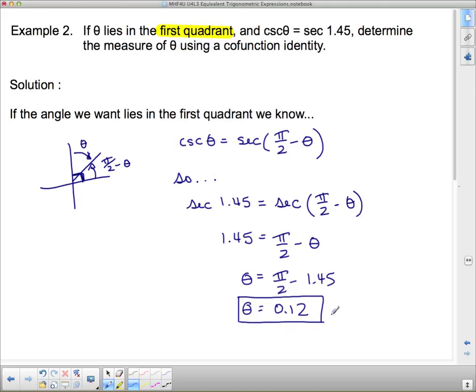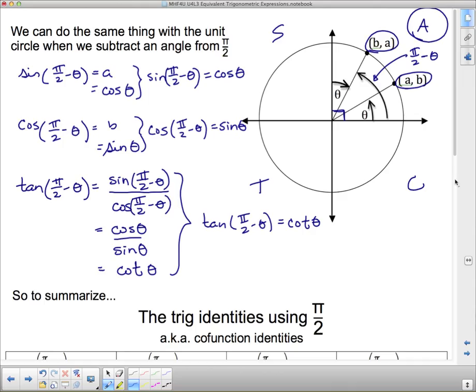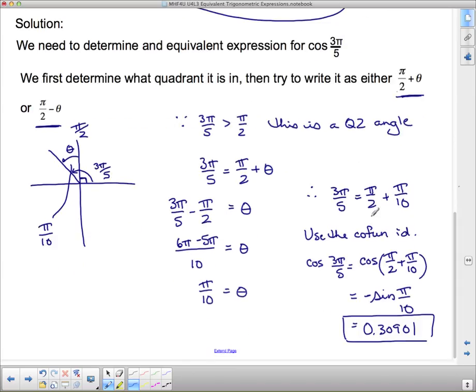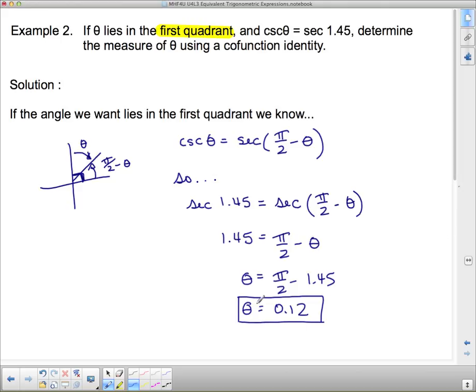Okay, so one was trying to use the cofunction identity to actually get the cos of a number. The other one was using a cofunction identity to actually find theta. Now, most of your questions are going to be kind of like this. I realize this is somewhat confusing, but just have a go.